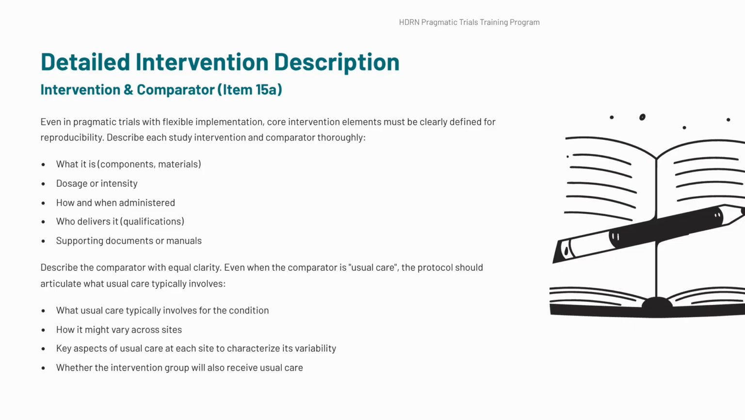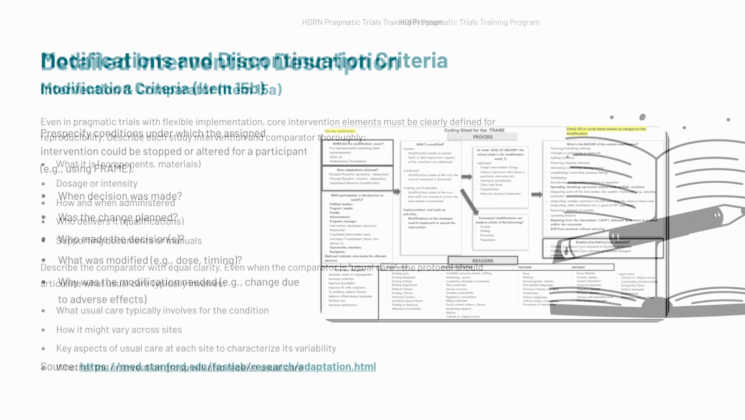Even when the comparator is usual care, the protocol should articulate what usual care typically involves for the condition and how it might vary across sites. Where appropriate, document key aspects of usual care at each site to characterize its variability.